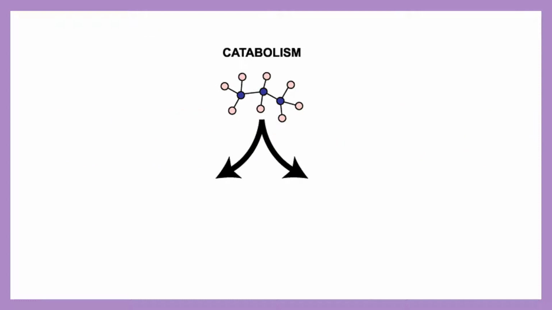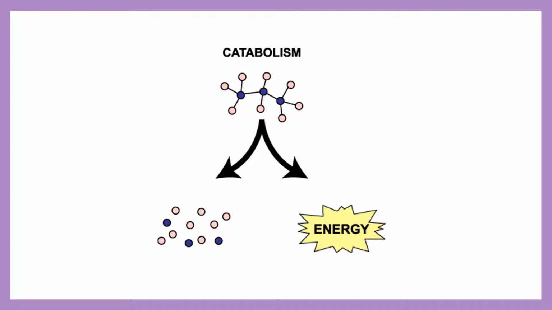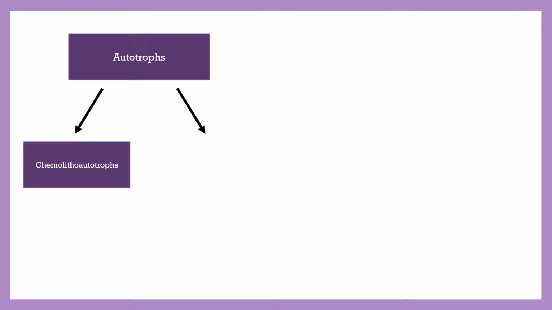Remember that respiration is a catabolic process, meaning that it's breaking things into smaller pieces and releasing energy. This is driven by the soil microbes' need for carbon, their primary food source. There are two primary groupings of organisms based on what they eat. Autotrophs are your primary producers, which make their own food. These can be further broken up into chemolithoautotrophs and photoautotrophs.